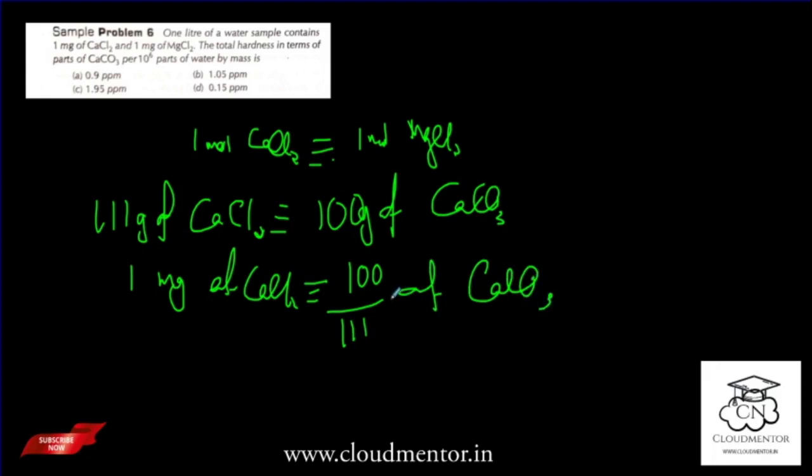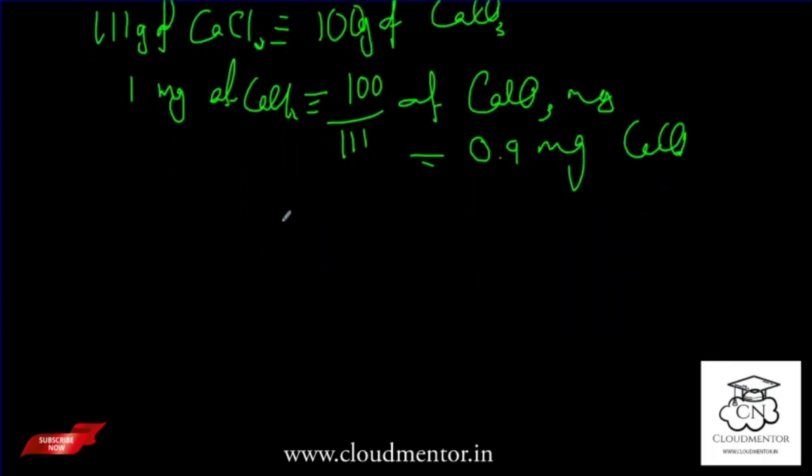111, and that much of the milligram, and that is approximately equal to 0.9 milligram of CaCO3. And in the case of magnesium chloride, 1 mole of magnesium chloride is also approximately equal to 1 mole of CaCO3.